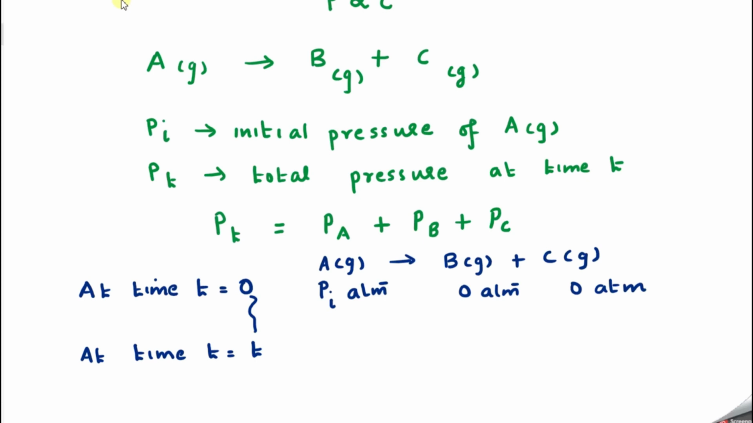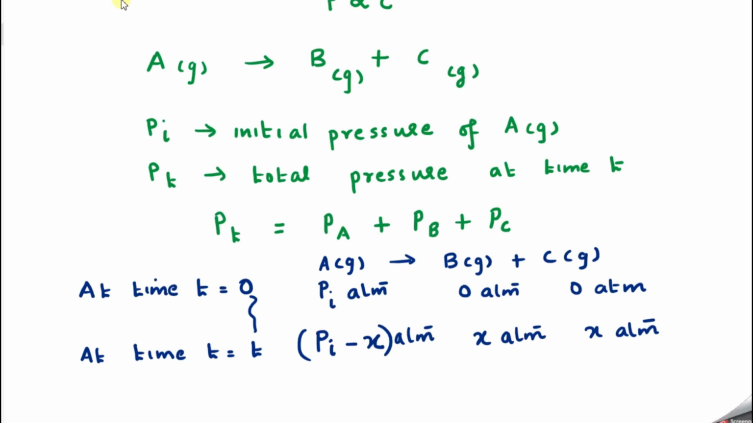So we know that the pressure exerted by A will also decrease. Let's say it has decreased by X atmosphere. So we say Pi minus X is the new pressure. Now, if X atmosphere is decreased, the same amount of pressure will be increased from the B and C side. So this will be X atmosphere and this will be X atmosphere.